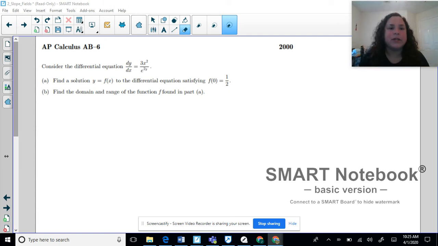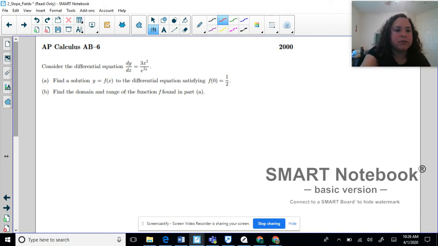Today I'm going to be focusing on a question from the AP Calculus AB exam from the year 2000. This question has to do with differential equations and finding the particular solution at a specific initial condition. Part A says: find a solution y equals f of x to the differential equation satisfying f of 0 equals 1/2.